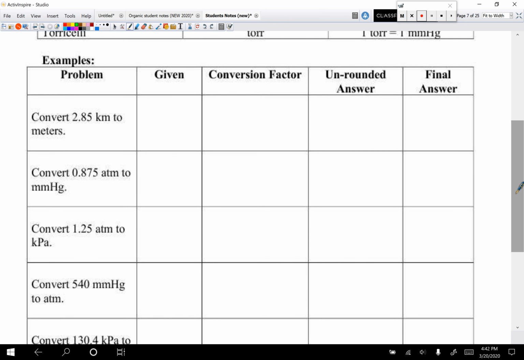First, you write out your given. In this case, our first problem: convert 2.85 kilometers to meters. So our given is 2.85 kilometers. For our conversion factor, we are going to convert kilometers into meters. If we know 1 kilometer is equal to 1,000 meters, and that was on the previous page, we're going to use these two numbers for our conversion factor.